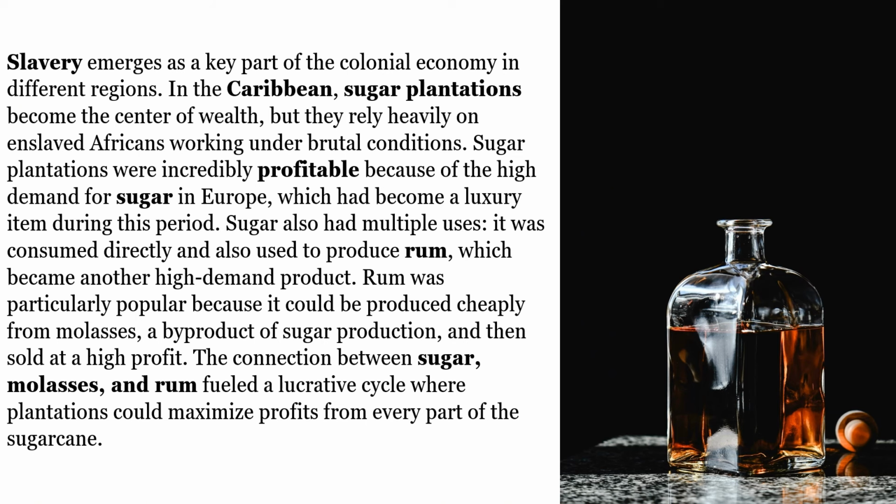conditions. Sugar plantations were incredibly profitable because of the high demand for sugar in Europe, which had become a luxury item during this period. Sugar also had multiple uses. It was consumed directly and also used to produce rum, which became another high demand product. Rum was particularly popular because it could be produced cheaply from molasses, a byproduct of sugar production, and then sold at a high profit. The connection between sugar, molasses, and rum fueled a lucrative cycle where plantations could maximize profits from every part of the sugarcane.